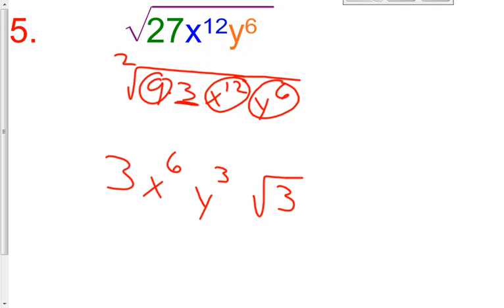This y variable is raised to the 3rd power, so it has an exponent of 3, which is odd. If you have an odd exponent with an even index, you need that absolute value sign. So for number 5, the correct answer is 3x to the 6th, absolute value y cubed, square root 3.